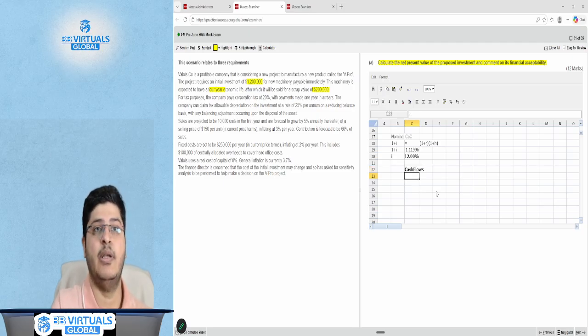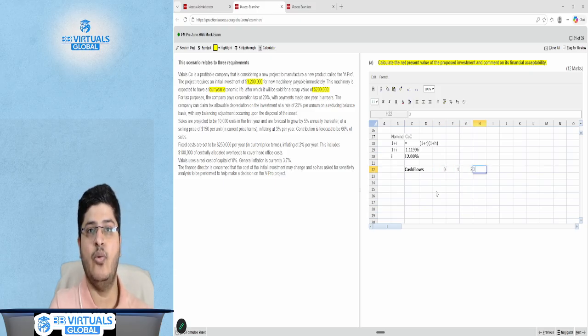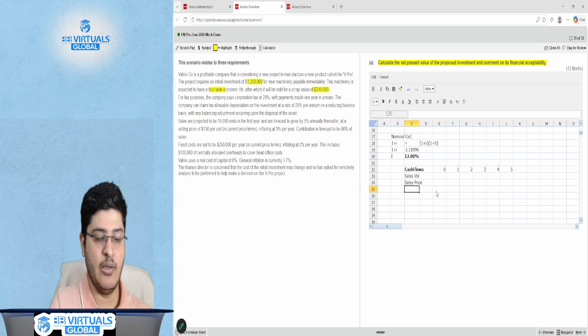Okay, let us calculate the cash flows. Year 0, 1, 2, 3, 4 and 5 also, because tax is in arrears. It's a 4-year asset, but there will be a 5th year tax cash flow. What is the sales volume? What is the sales price? Let us first calculate sales volume into sales price and hence the total sales.